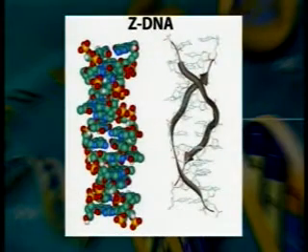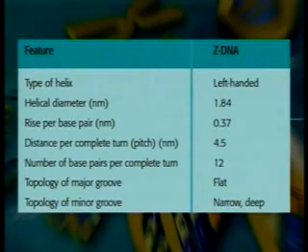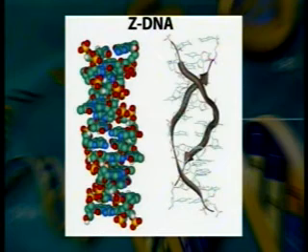As far as Z-DNA is concerned, it is even more different from B-DNA. There are no grooves and the helix shows left-hand coiling. There are 12 base pairs per helical turn, with a rise of 0.38 nanometer per base pair. In Z-DNA, the sugar phosphate backbone follows a zigzagged path, giving it its name, Z-DNA.